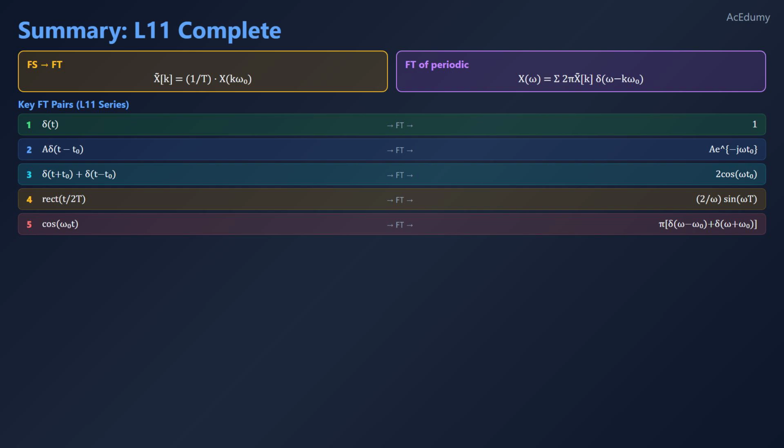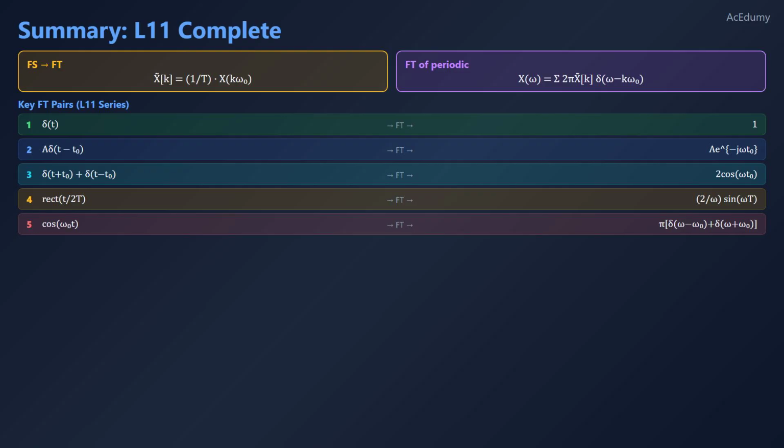Let's summarize everything from this video and the entire Lecture 11 series. The key FS to FT relationship is x̃[k] equals 1/T times X(kω0). Sampling the FT at harmonic frequencies gives the FS coefficients. In the reverse direction, the FT of a periodic signal is X(ω) equals the sum of 2π x̃[k] times δ(ω minus kω0), a train of frequency domain impulses.